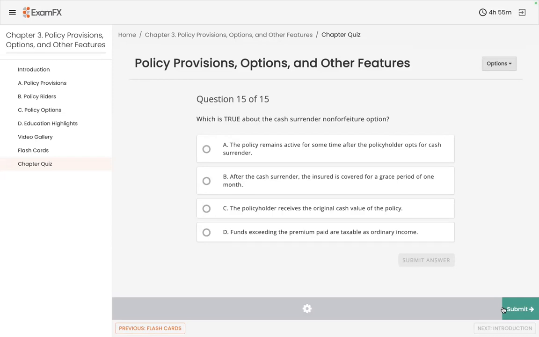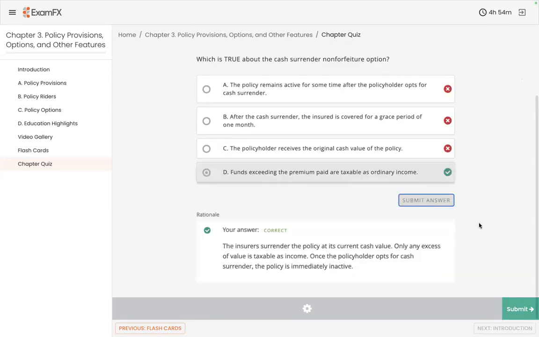Is it C? Cash surrender, the insured is covered for a grace period of 1 month? No. Cash surrender, non-forfeiture option. Cash surrender means that after surrender, the policy remains active? No. The policyholder receives the original cash funds, and funds exceeding premiums are taxable. I think it's D.